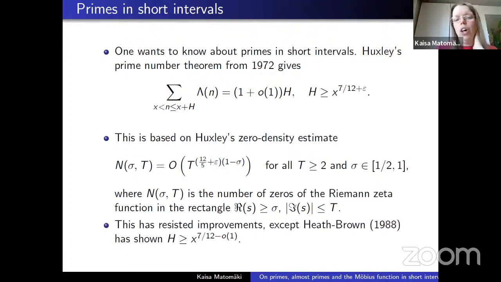But there has been no improvement, except that using a sieve trick, Heath-Brown showed that one can do slightly shorter intervals. You don't have to have 7 over 12 plus epsilon, but you can have 7 over 12 minus little o of 1, so very close to 7 over 12. But for 50 years, there has been no improvement, and there still is none.